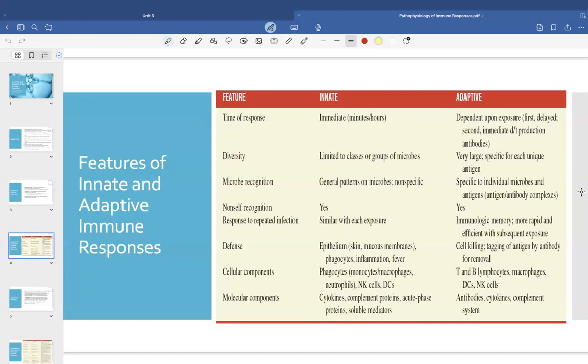As far as defenses, the innate includes all of our epithelial cells, regardless of which tract it's in. That is a barrier, a defense. It's innate, part of our being. So are phagocytes, so is inflammation, and so is fever, all innate. Adaptive has to do with cell killing and tagging antigens by antibody for removal by some of the phagocytes.